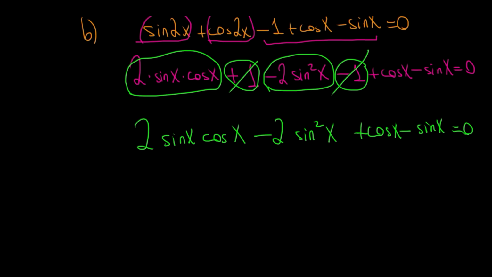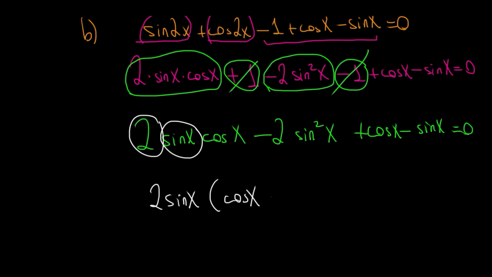Then I'll carry on. What do I have here? I have sin x as a common factor, so I write 2 sin x bracket cosine of x minus, here I have sine of x.